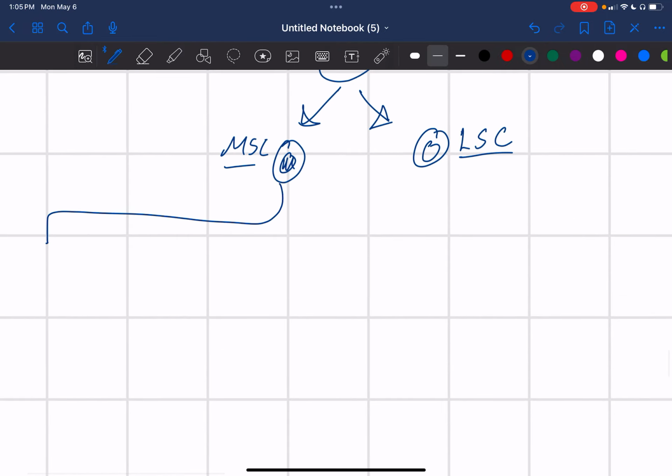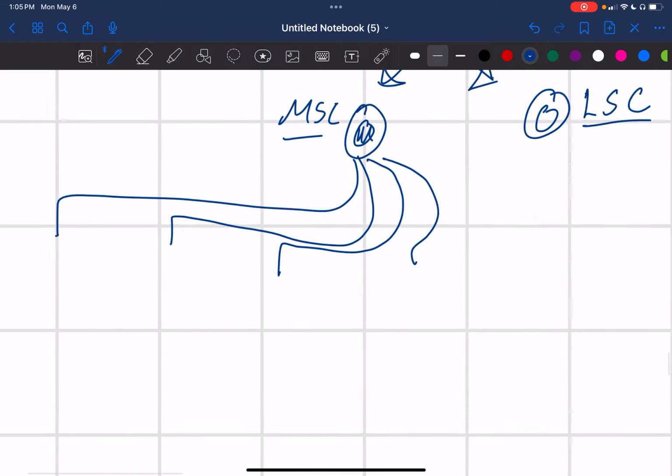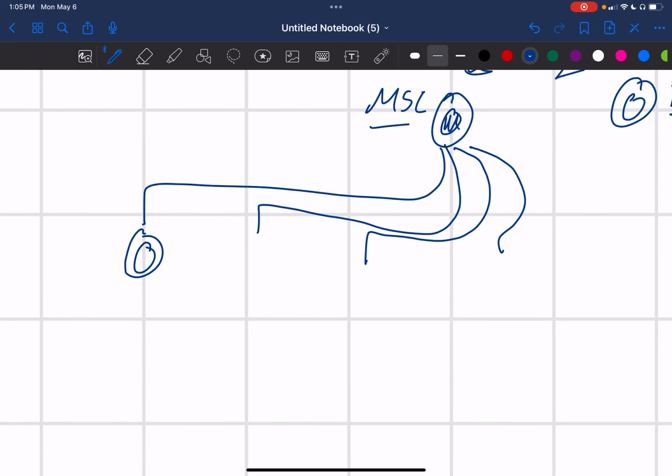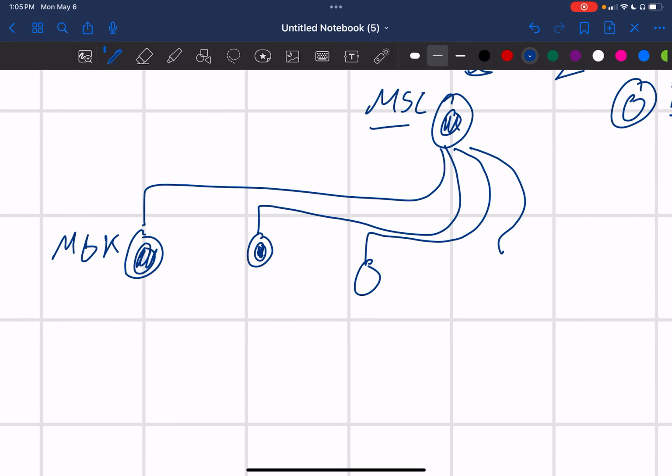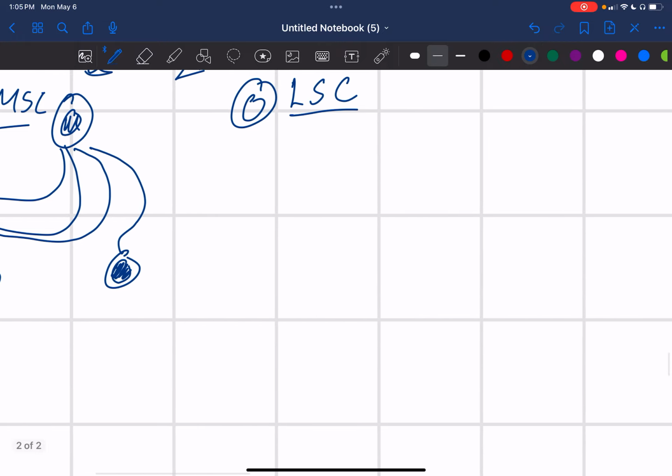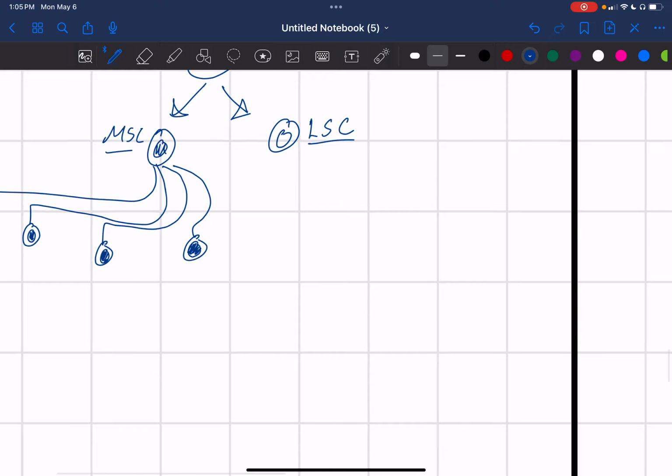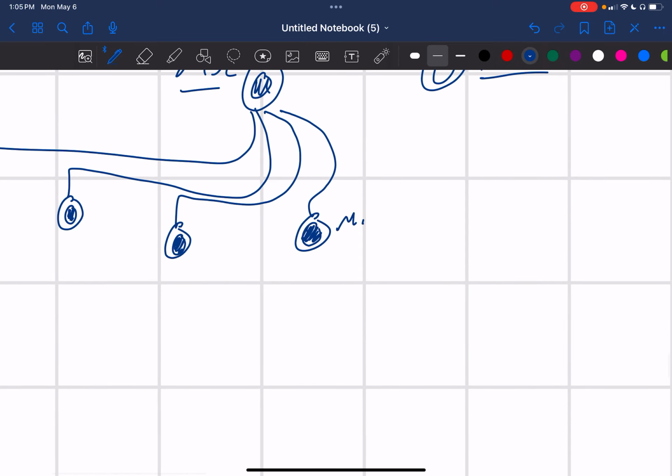This myeloid stem cell can turn into various types. Let me do that real quick. And then it can turn into something such as a megakaryoblast. I'm just going to put MGK, and then also a proerythroblast. I'm not too sure if I said that correctly, and also a myeloblast, right? So all these different cells have their own unique function, and they essentially help the immune system overall work effectively.